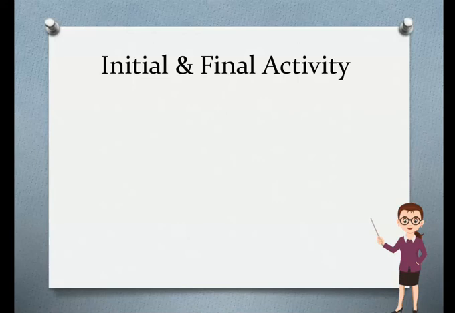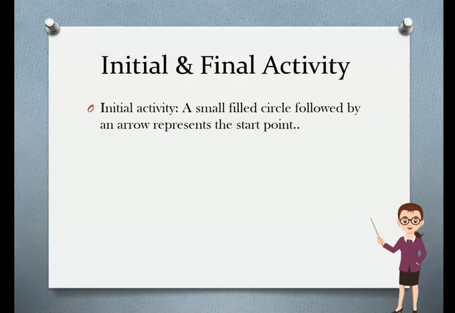Next, in the activity diagram there are certain symbols that we are going to use. One is activity. To start an activity diagram, we need to identify the initial activity. So to represent the initial activity, a small filled circle followed by an arrow is used, and that represents the start point of the activity. Activity generally focuses on dynamic aspects of the system, and to start a particular activity, the initial activity is important.